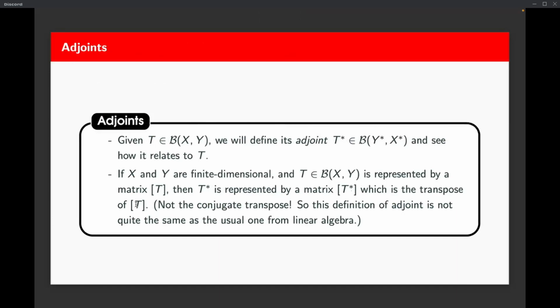Whereas I think the usual definition of adjoint in linear algebra would have the conjugate in there, at least when they're dealing with spaces that have inner products. I think that's where I've typically seen it defined anyway. Have you seen it any differently, James?